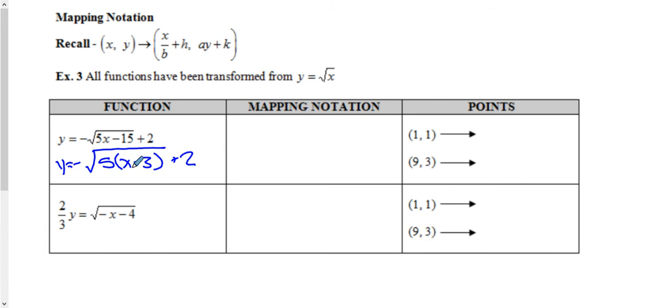So what does that mean? What do I have here? So I have a reflection on our x-axis here. We have a horizontal stretch by a factor of 1/5, a horizontal translation, and a vertical translation.